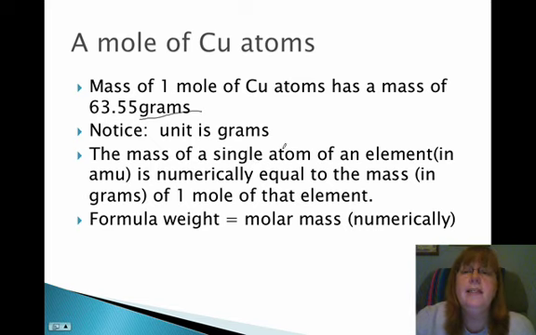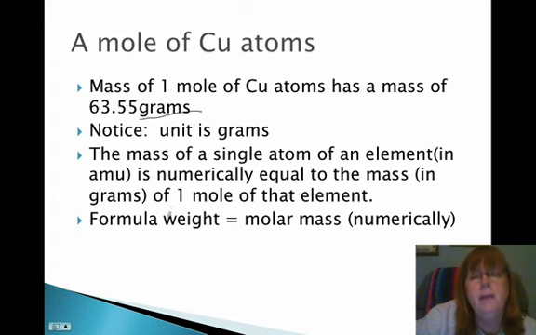The mass of a single atom of an element, which we find on the periodic table, is in AMU, atomic mass units, and that's what we've been using to calculate formula weight. But now we're going to start talking about a mole of atoms, not just one atom, but Avogadro's number of atoms, and now we're talking about a mass in grams for 1 mole of that element. Numerically, that formula weight that we calculated is equal to the molar mass.